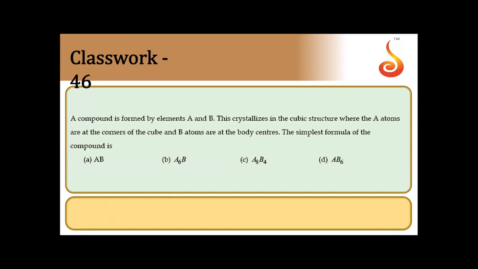A compound is formed by the elements A and B, crystallizes in a cubic structure where the A atoms are at the corners and B are at the body centers. Simplest formula: A at the corner means totally we have only one atom of A. B at the body center means there also we have only one atom of B. Implies it should be A1B1. So the answer is AB, option A.